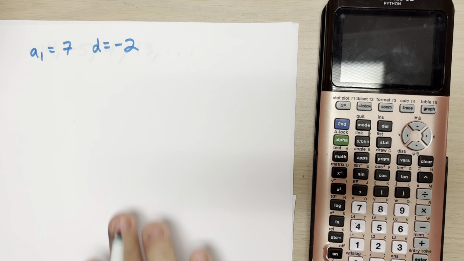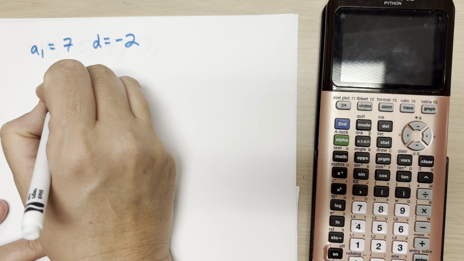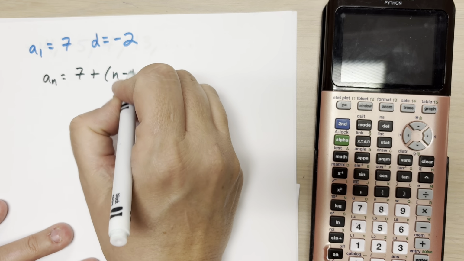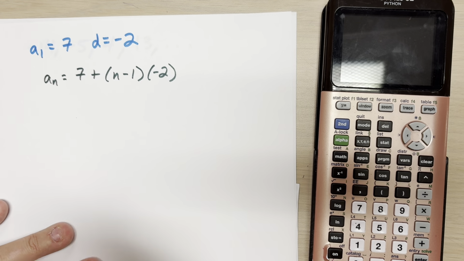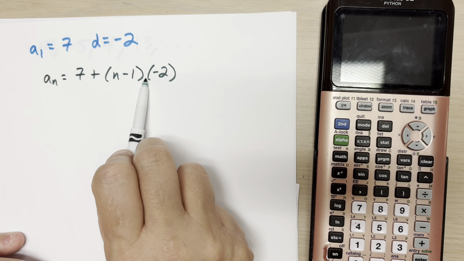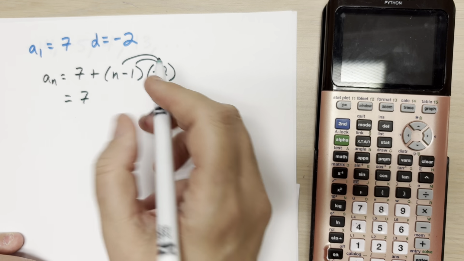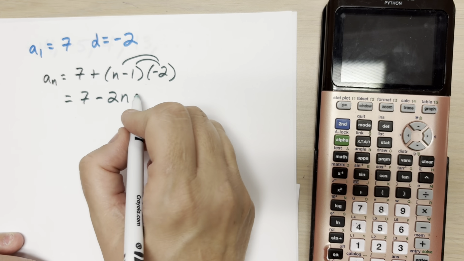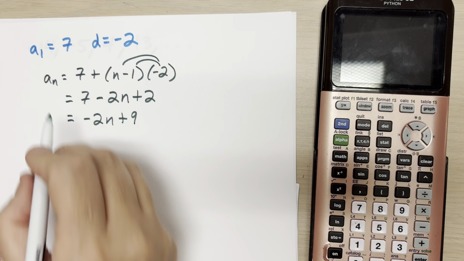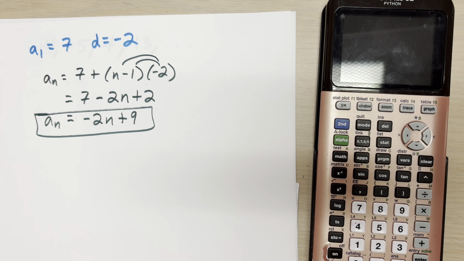Okay, so we have A sub 1 is 7 and D is negative 2. I can go ahead and throw it right in. A sub n is equal to 7 plus (n minus 1) times (negative 2). Notice how I'm putting the difference in parentheses, because if I don't do that, it's going to look like I'm subtracting 2, and I don't want to do that. So we're going to backward distribute in. Watch your signs. You end up with negative 2n plus 2, and then combine your like terms. So the equation that you would use is negative 2n plus 9.